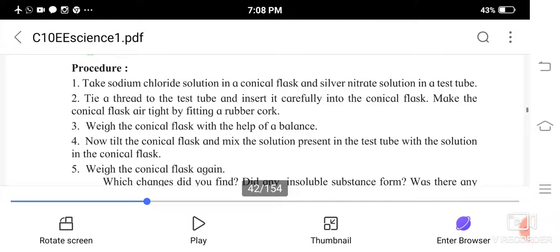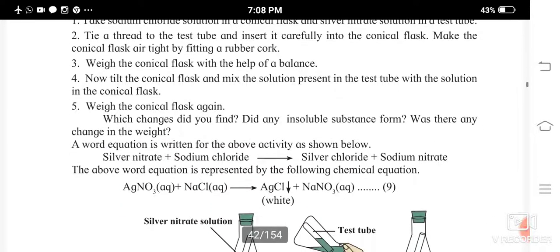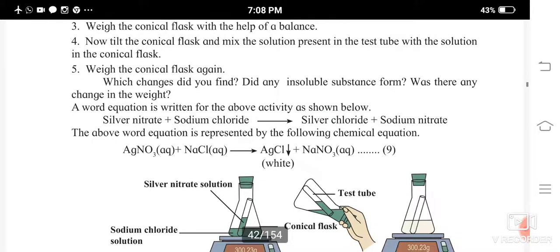Now see, weigh the conical flask with the help of a balance. Now tilt the conical flask and mix the solution present in the test tube with the solution in the conical flask. Weigh the conical flask again. Now see what you are going to do. You are going to tilt the test tube, just like this. Okay.